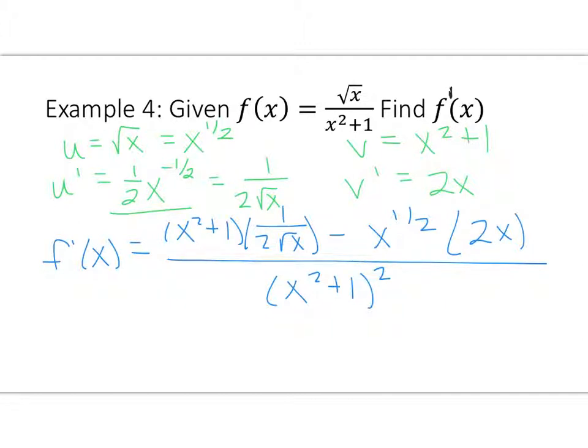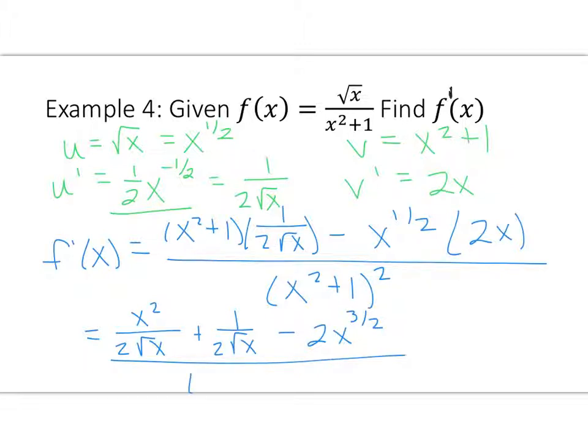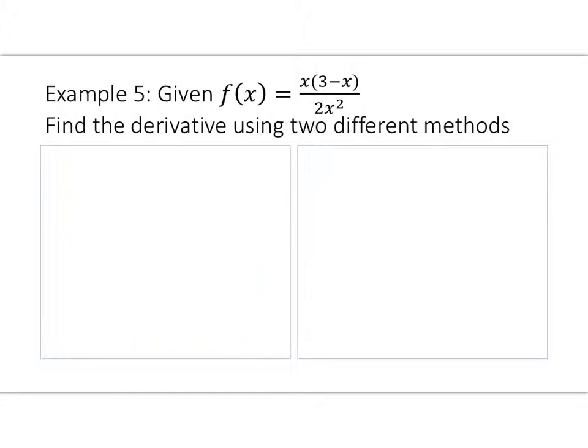This one is a little bit messy to simplify, and as you're working through some of the problems, I'll ask you to not simplify, and other problems I will expect you to simplify and do the algebra. On this one, I'll keep going a little bit, so I'm going to have x squared over 2 radical x plus 1 over 2 radical x minus 2x to the 3/2 all over x squared plus 1 squared. To clean this up, we'd have a lot of work to do, so we're going to leave it like that just for now.